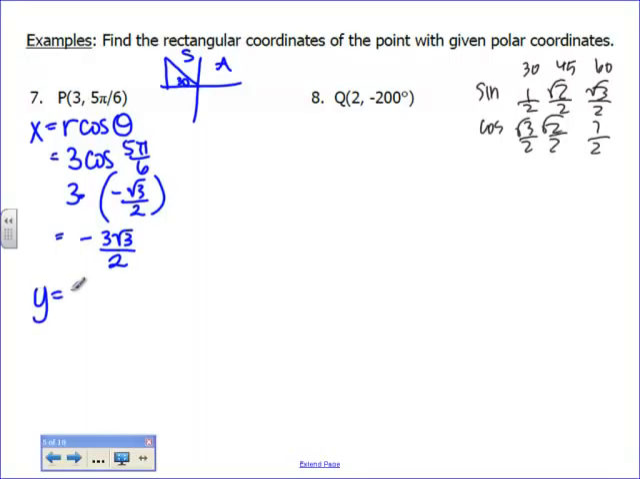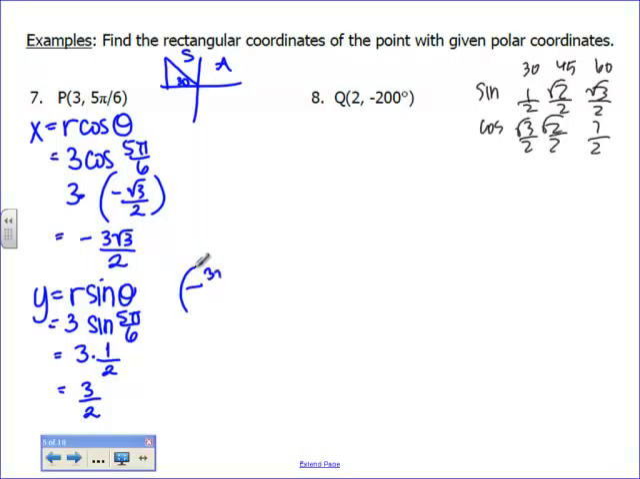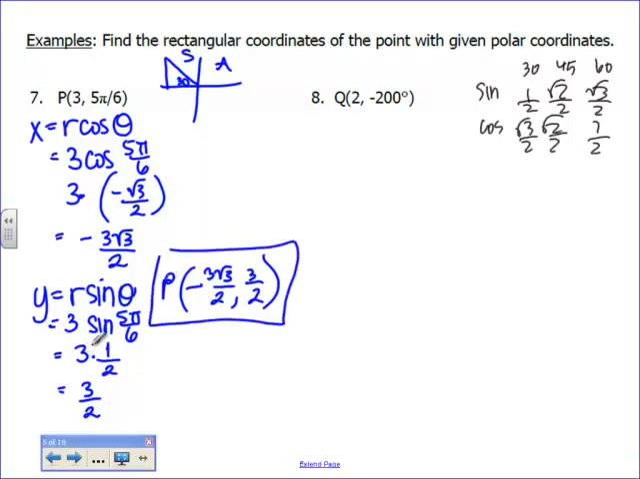Plug in y. y is supposed to be r sine of theta. Plug in your r and theta, 3 sine of 5 pi over 6. 5 pi over 6 is that 30-degree reference angle. Sine in that quadrant is positive, so this is positive 1/2 times 3, which is going to get you 3/2. So I have an x value of negative 3 square root of 3 over 2, and a y value of 3/2. And I put it all together as my xy coordinate pair that's equivalent to P in that polar point.